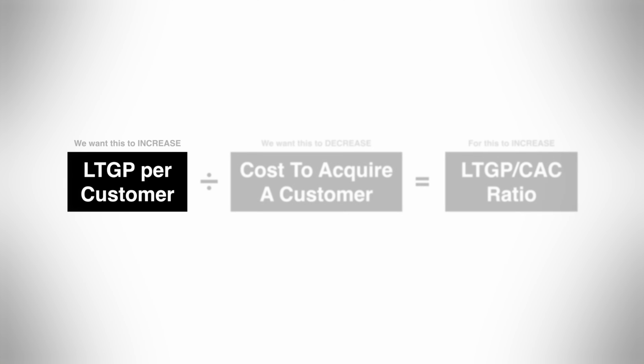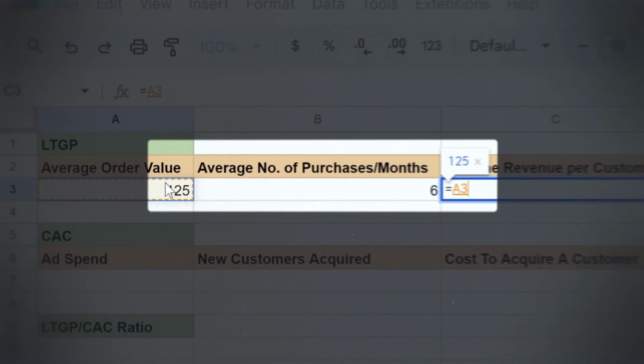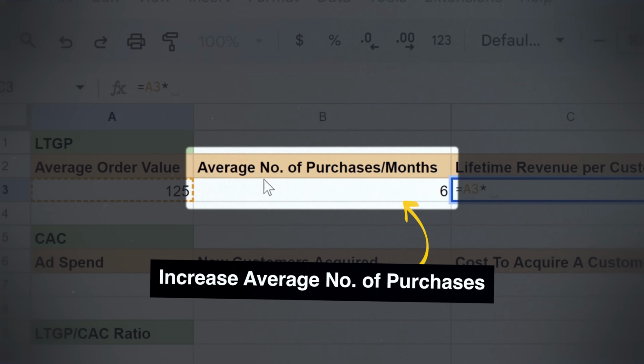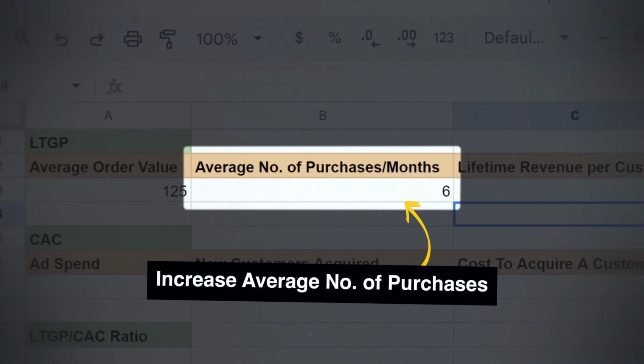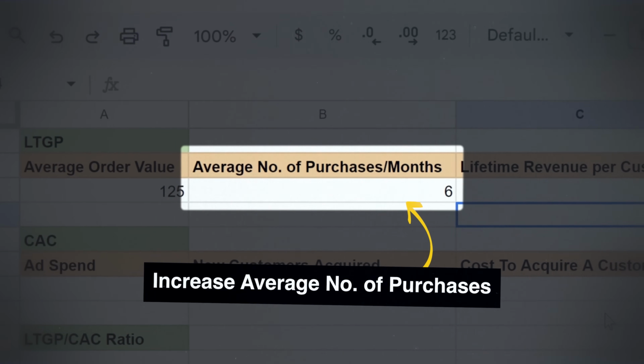So then, how do you actually increase your LTGP? Well, the first thing is that you get customers to stay for longer if you're on like a recurring or subscription basis, or you get them to buy again more often. How do you do that? Make sure that your product and service is as good as it can possibly be.